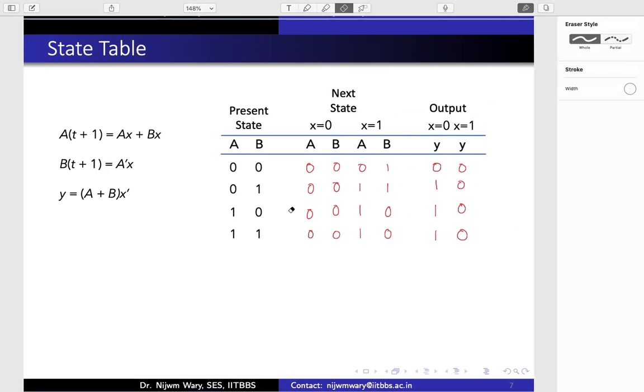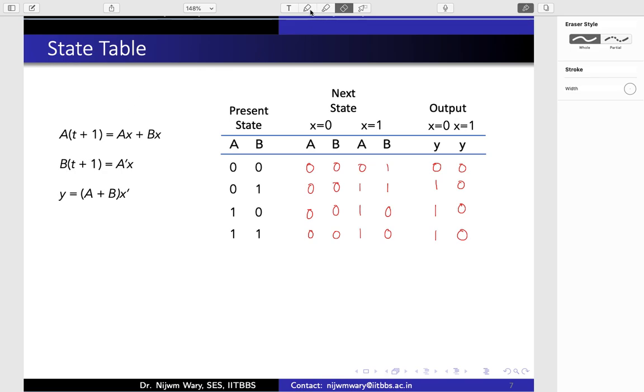So in the state diagram representation, we'll try to identify the number of states a system has, and then based on that we'll try to draw circles. So in this case, we have a total of 4 states, right? We have total 4 states in this case. So we will be drawing 4 different circles.